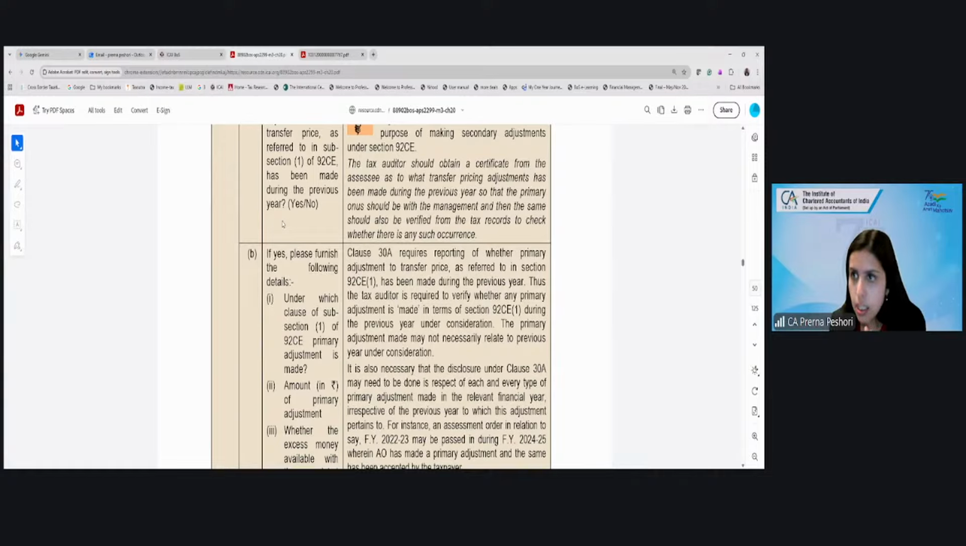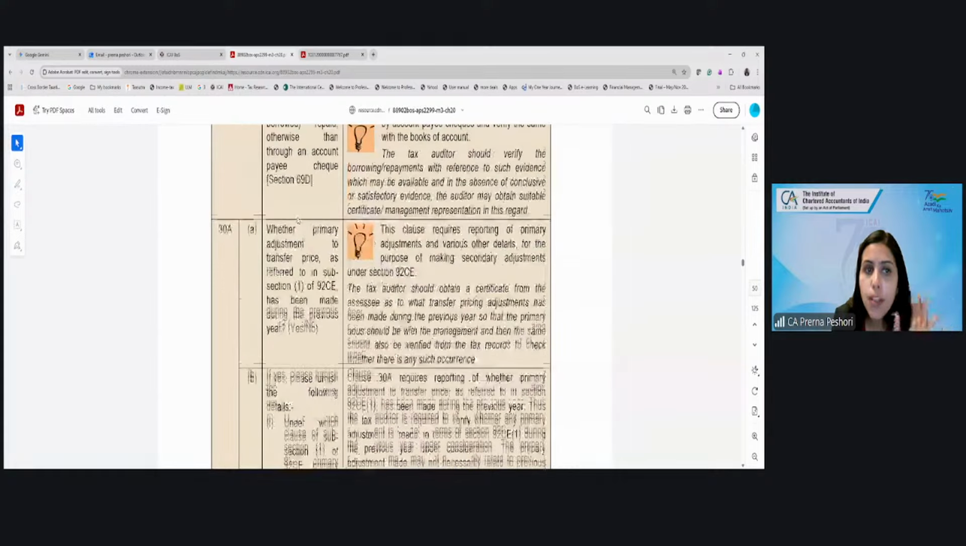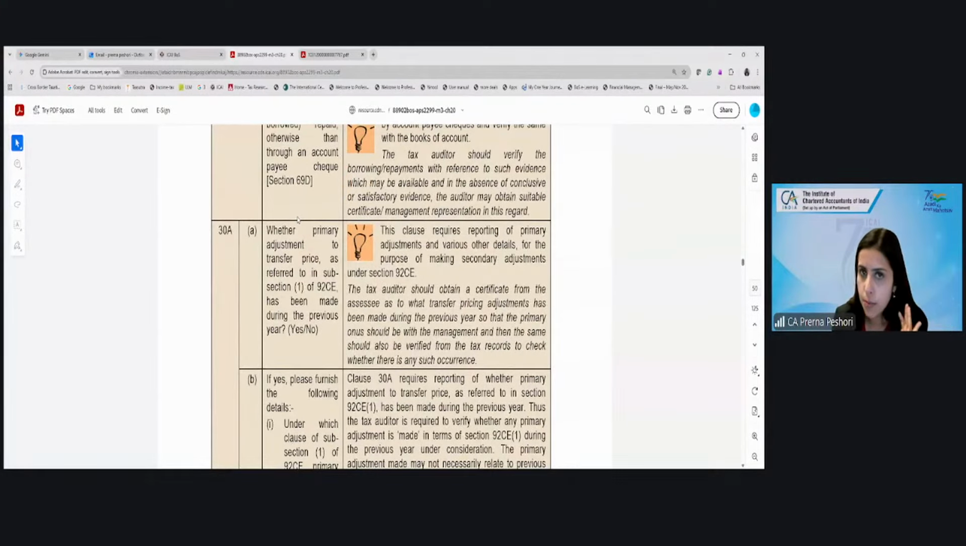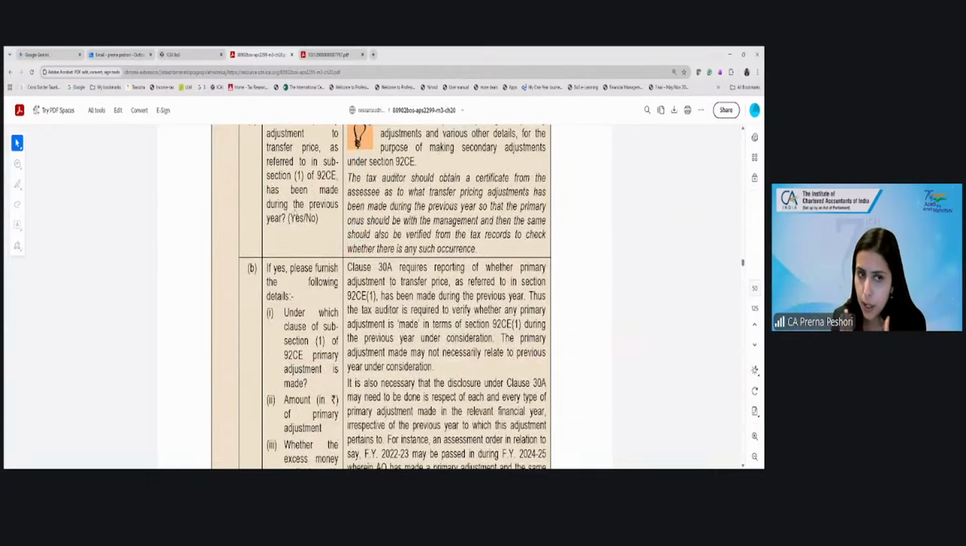Either by the assessee himself or by the assessing officer, which is nothing but the difference between the arm's length price and the actual price at which the transaction has taken place. Right? So in clause 30A, you have to just mention whether any primary adjustment is made. That's the first part of it. And under which clause the primary adjustment is made is to be reported in B. That is, whether it is made by the assessee himself, by the AO, under the safe harbor rules, or as a part of the mutual agreement procedure, how is it made?